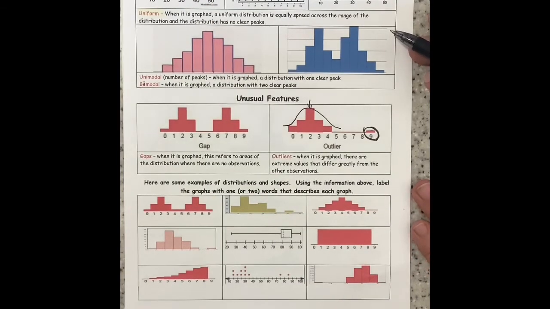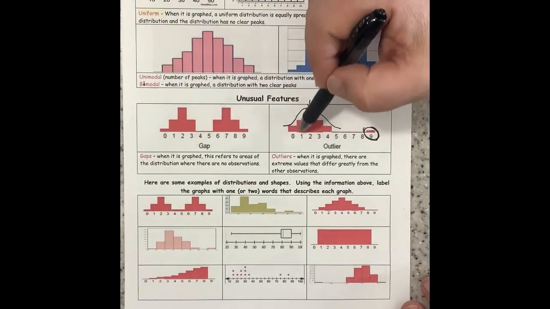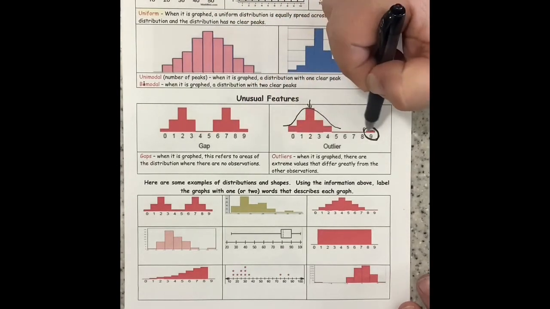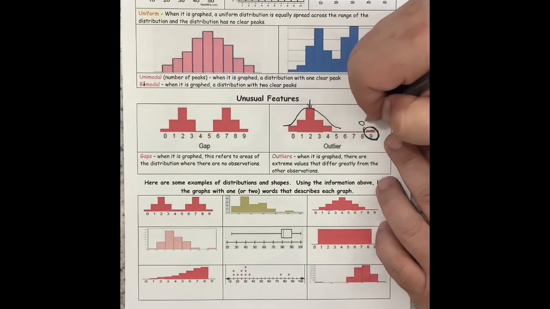So we've talked about all the different features of a graph. We've used words like uniform, unimodal. There's a gap. There's a normal curve with an outlier. That's a really big word right there, outlier.